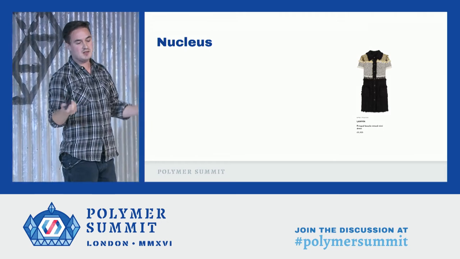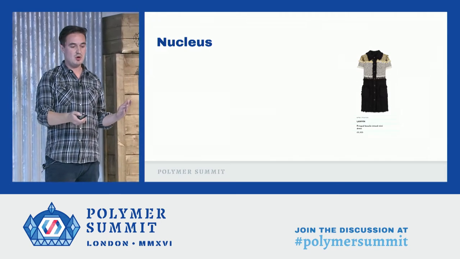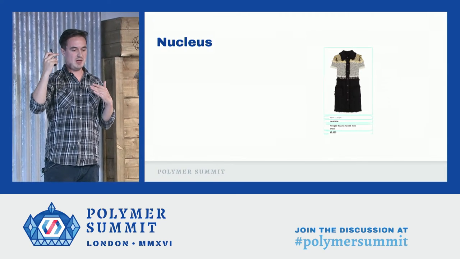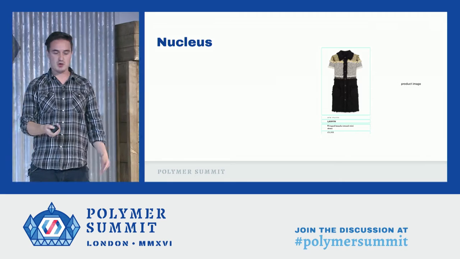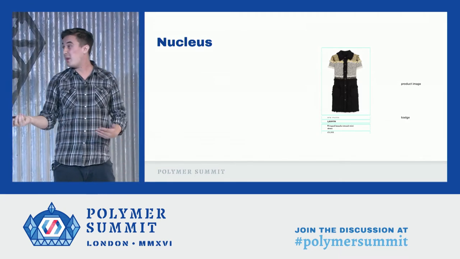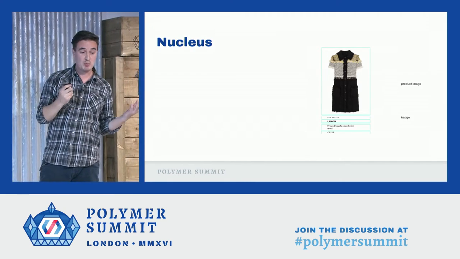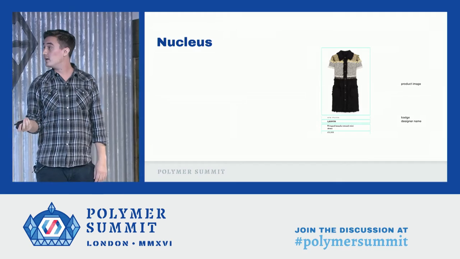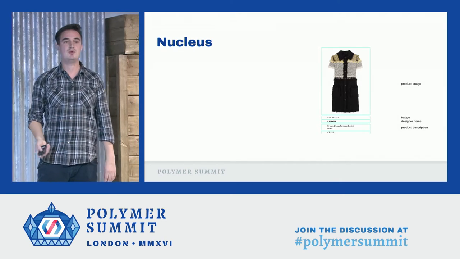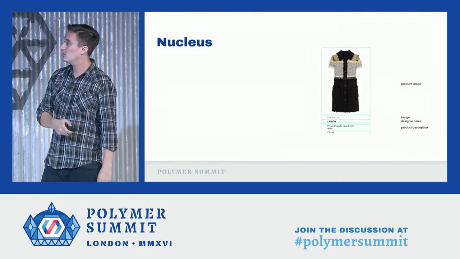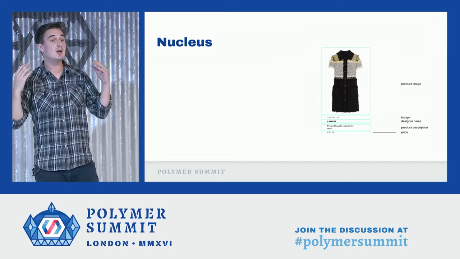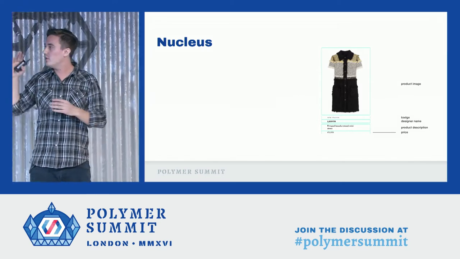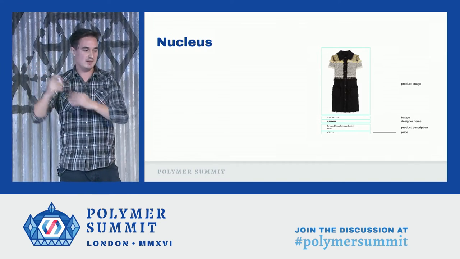As a designer and a developer, you're probably used to this point where you break things down, like what's on the page. First of all, there's the product image. We've got a badge, which identifies what type of product it is. Designer name. Product description. And price. Those are just the primitives of this component that we need to build it.